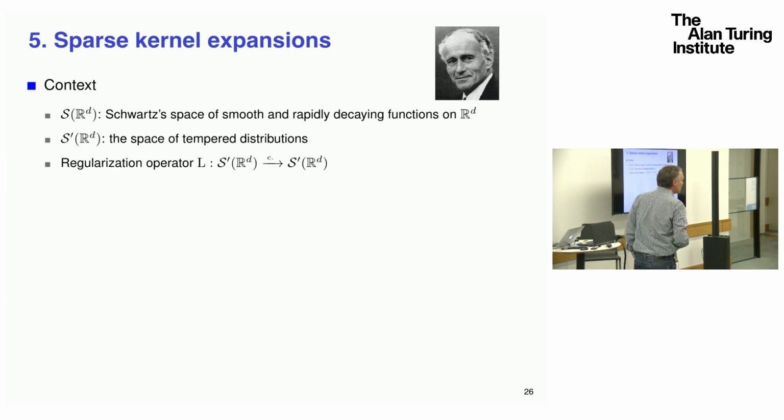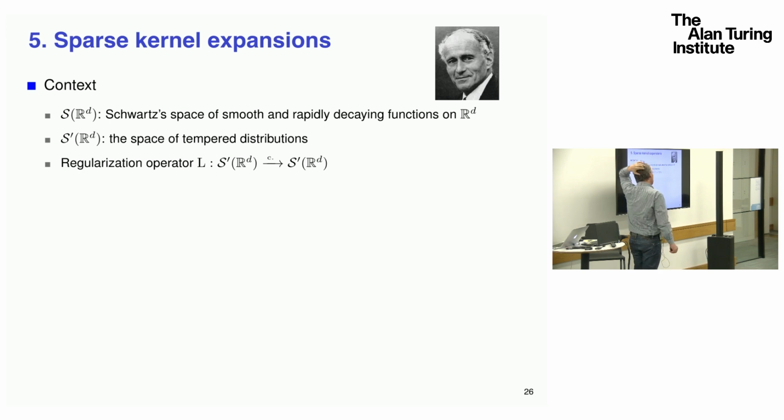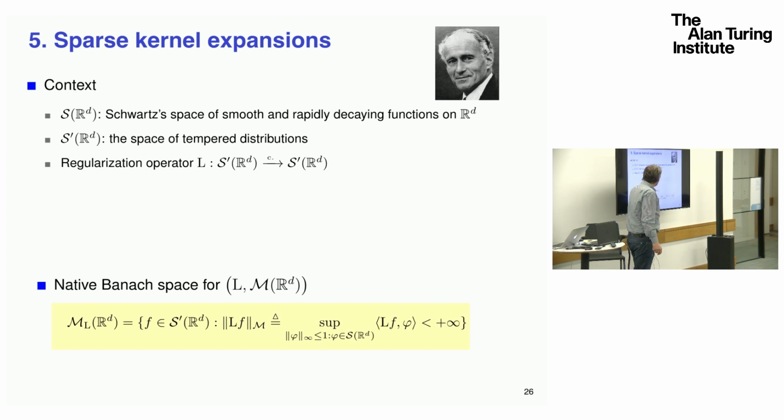I end up with Schwartz. Sparse kernel expansions would be an alternative to the usual kernel methods, because what I don't like is that the kernels have to sit on the data. Let's consider the test function space S, its dual S prime, and some regularization operator that goes from S prime to S prime. Then we define this native Banach space, which involves the total variation norm, a sort of extension of the L1 norm; this is the norm of measures.